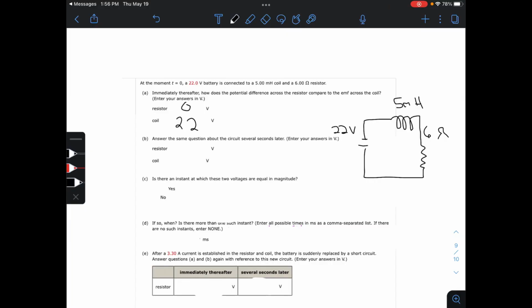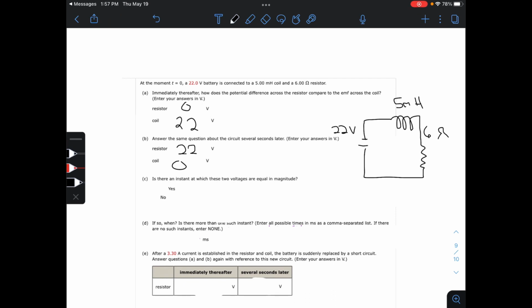And it's the same question about the circuit several seconds after. Okay, so several seconds after, there's now no immediate change, right? So the coil will no longer have an effect, which means that it's almost as if it's a straight piece of wire. So it's basically like there is no inductor anymore. So the resistor will get all the voltage and the coil will have none of it, because now it's just a piece of wire.